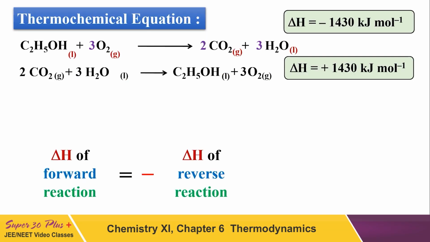Now you see another point of the thermochemical equation. If I consider this equation, it is the combustion of ethanol, where ethanol combines with oxygen and produces CO2 and water. The heat of this reaction is minus 1430, meaning 1430 kilojoule energy is released per mole of this reaction.